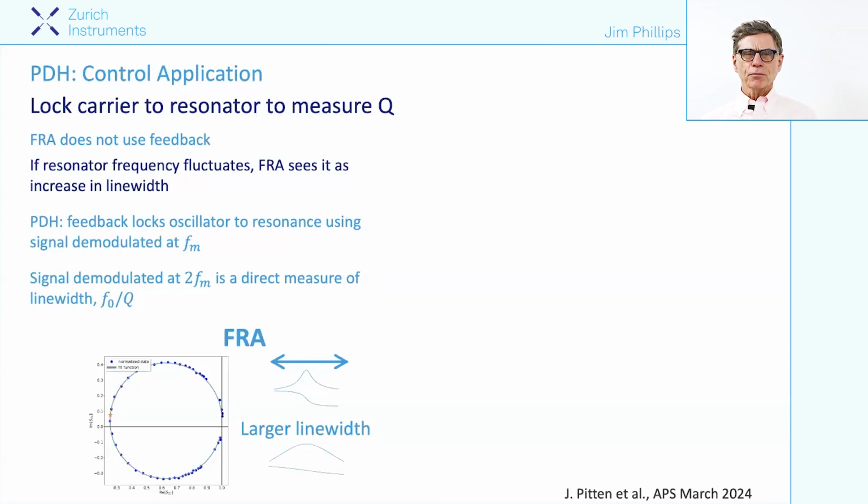And so if the resonator frequency does vary during the frequency response analyzer measurement, then you get a false estimate of the line width, which is too large, and the Q is too small. And the resonator is most likely to move when you have lots of time to do the measurement, which is at low power, when the signal-to-noise ratio is low, and you need to integrate for a long time.